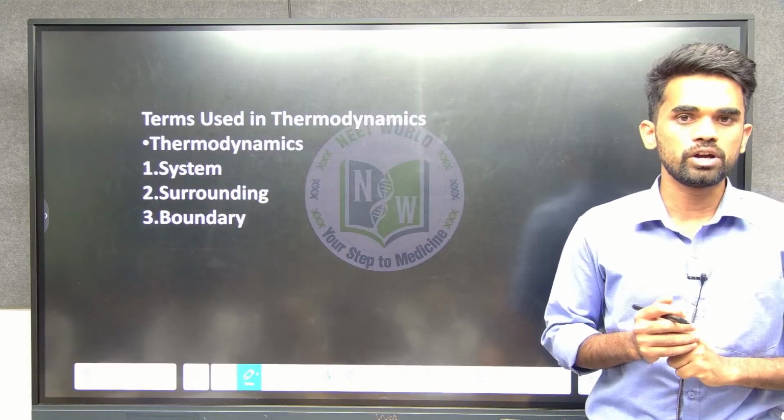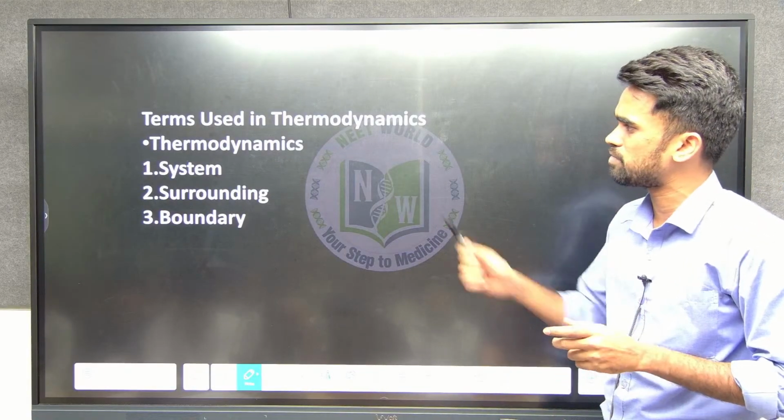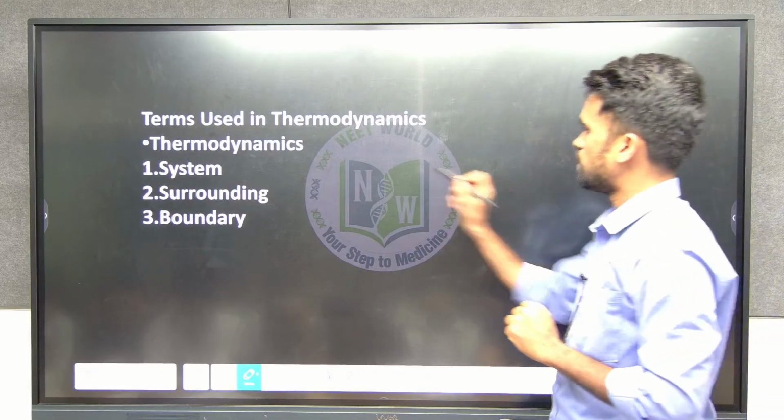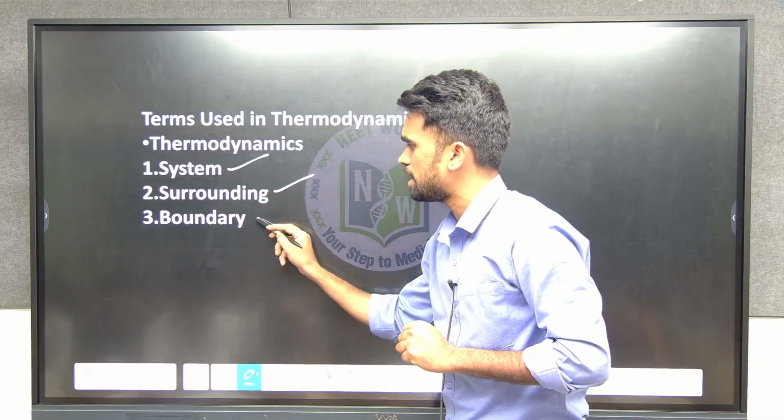Right. So before entering into the chapter, you need to know some very basic concepts, basic terminology that we are going to use. I hope you are familiar with these terms. Basically there are three terms: one is called system, next surroundings, and the next boundary.